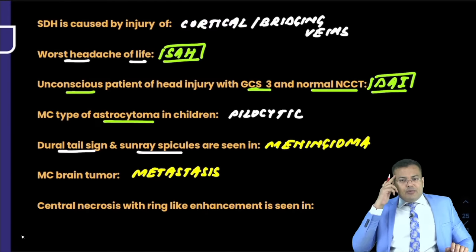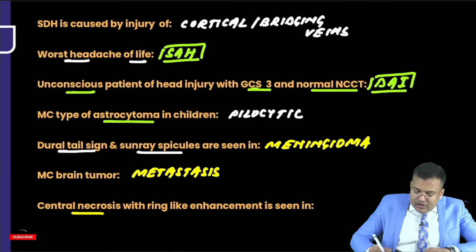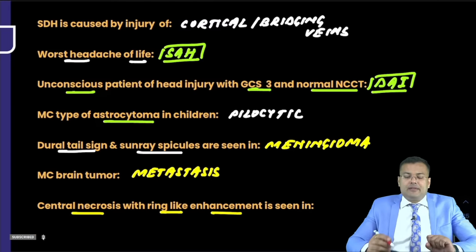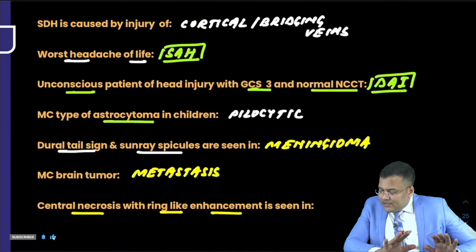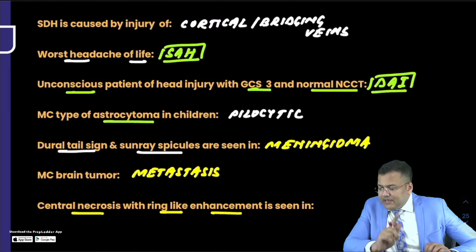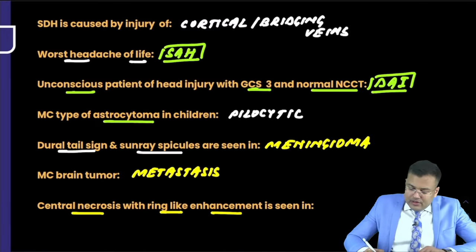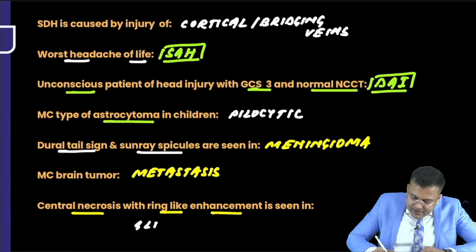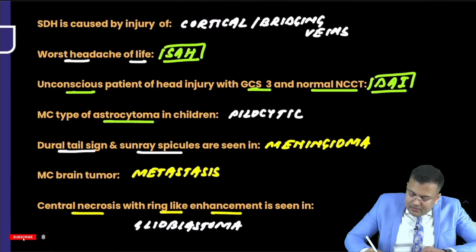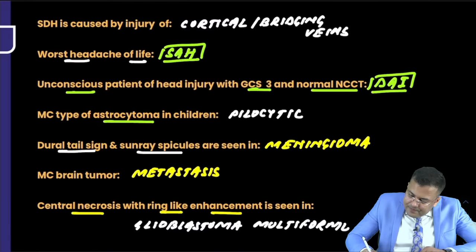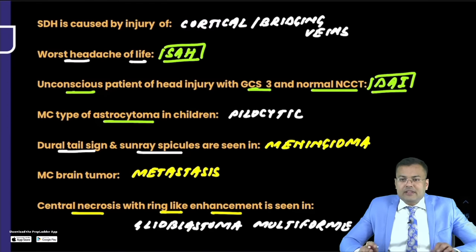Next question. Patient is having brain tumor in which there is central necrosis and ring-like enhancement. What is this tumor? Let me see first person to reply. Ankit Gujjar. Very good. It is glioblastoma multiforme. So this is glioblastoma multiforme. Clear? Central necrosis with ring-like enhancement.